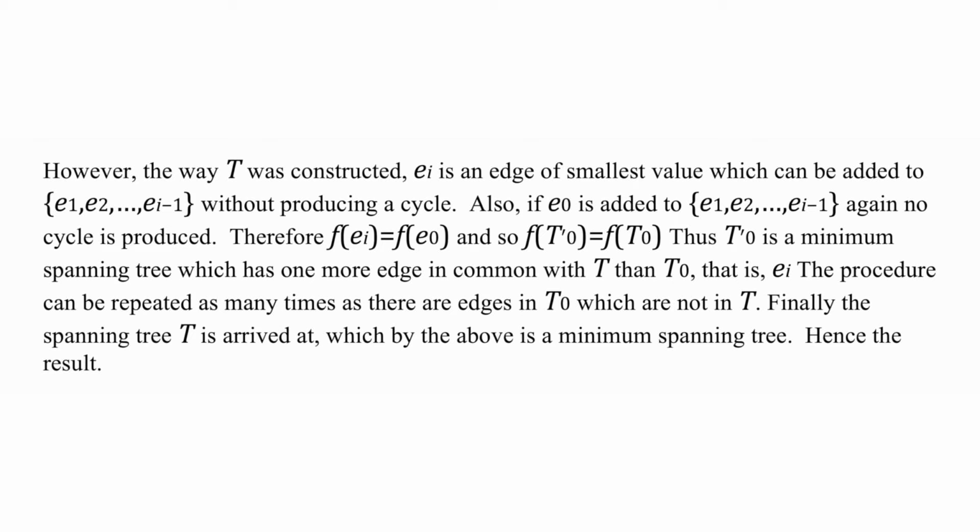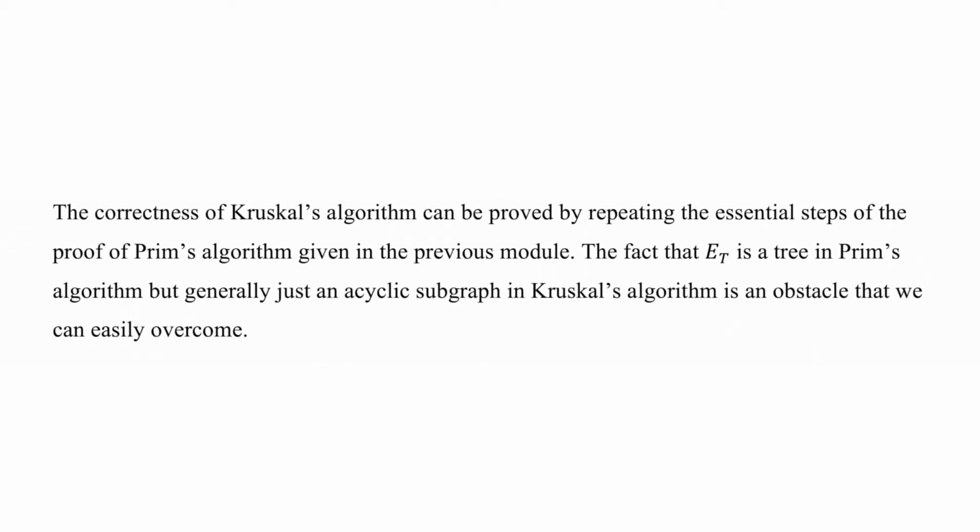Thus, T dash naught is a minimum spanning tree which has one more edge in common with T than T naught, that is Ei. The procedure can be repeated as many times as there are edges in T naught which are not in T. Finally, the spanning tree T is arrived at, which by the above is a minimum spanning tree. Hence the result. The correctness of Kruskal's algorithm can be proved by repeating the essential steps of the proof of Prim's algorithm given in the previous module.